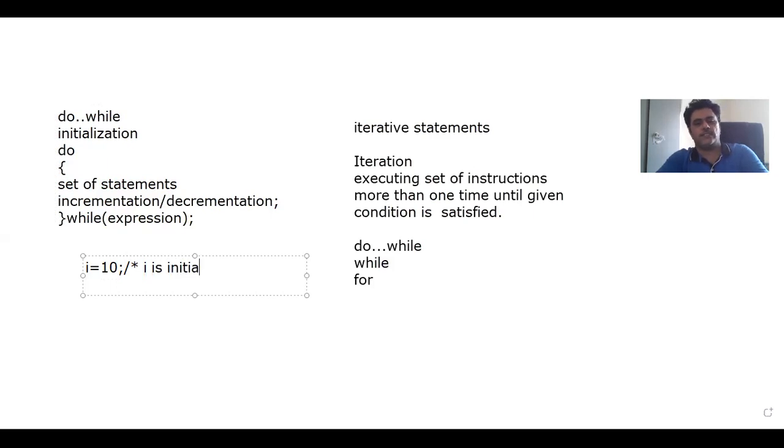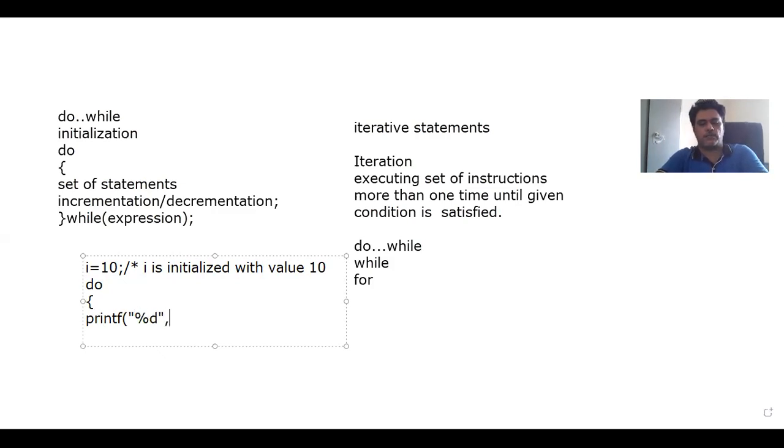I is initialized with the value 10. Okay. I is initialized with the value 10. The next statement is do. So what I have to do, I would like to print the value in I. So that's why %d, comma, I. So what it will do, it will print the I value.